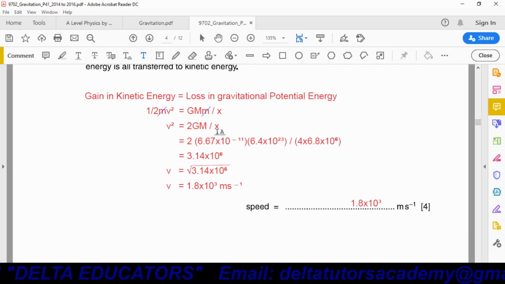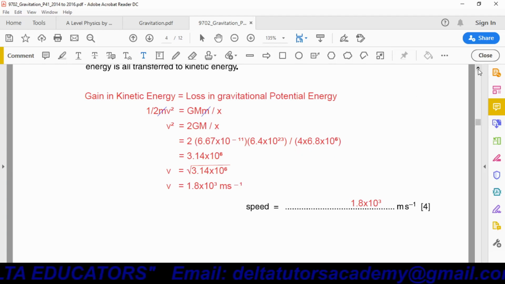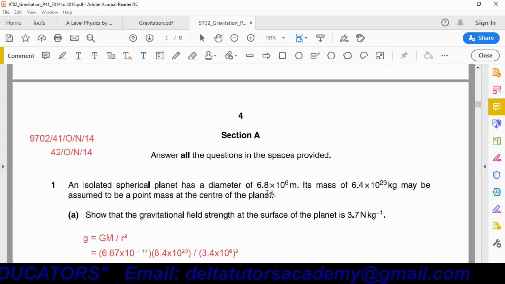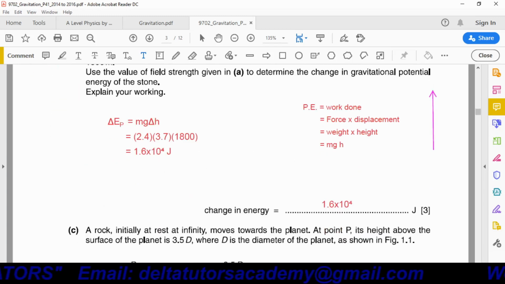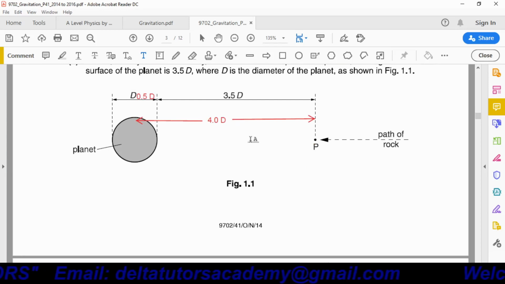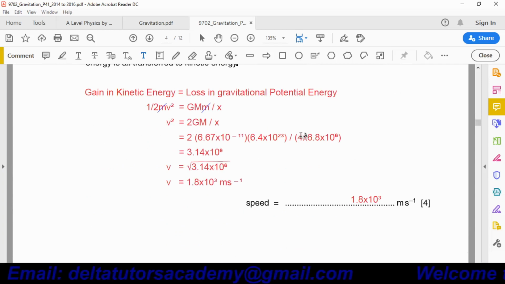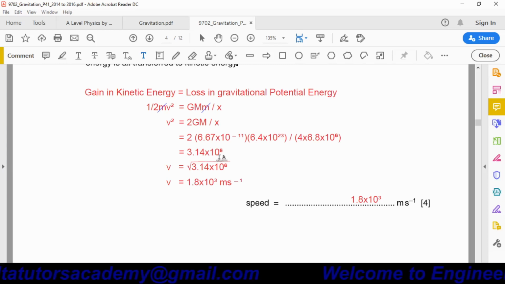Now this distance x is equal to 4 times the diameter. Diameter is given as 6.8 times 10 power 6. Total distance is 4d, so 4 multiplied by 6.8 times 10 power 6. We multiply all these values and we get 3.14 times 10 power 6. This is the value for v square.